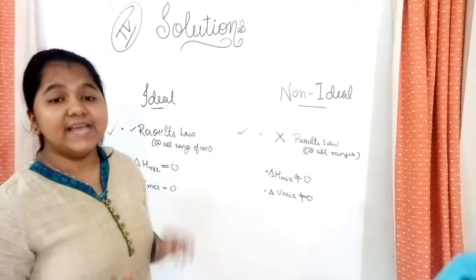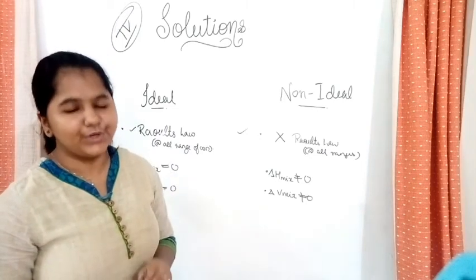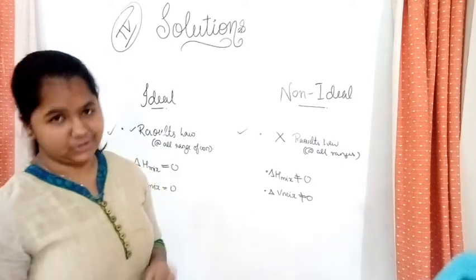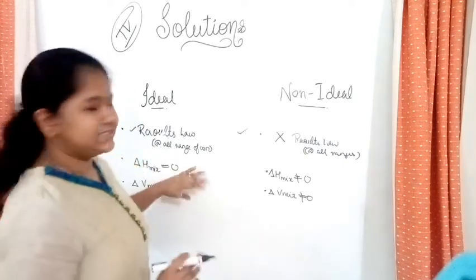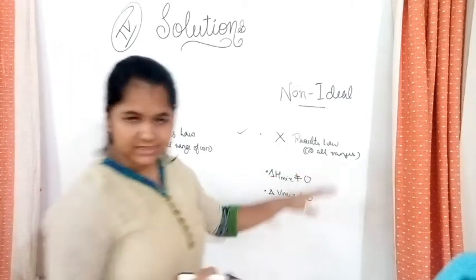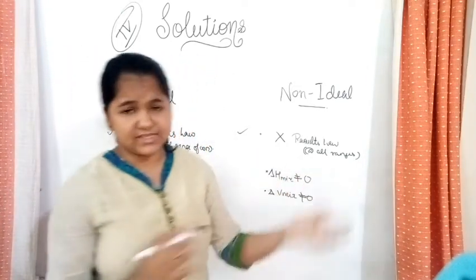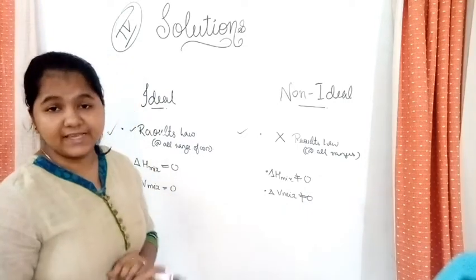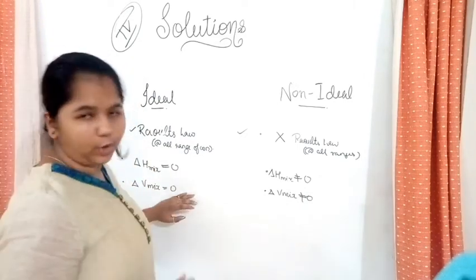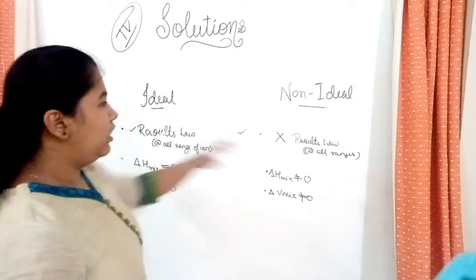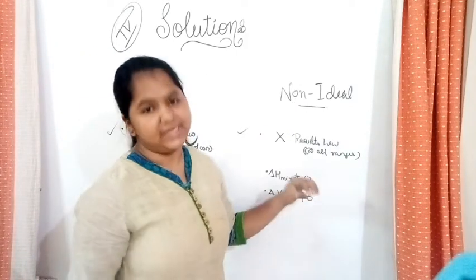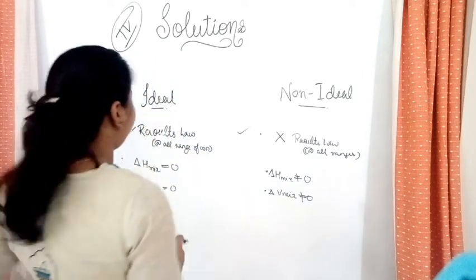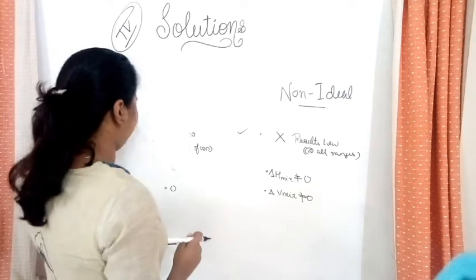Second one is delta H mix is equal to 0 in the case of an ideal solution. Delta H mix is the enthalpy change, the change in temperature. That is 0, but over here, that is not 0. There is some heat released or heat absorbed. Then the next one, delta V, the change in volume. There is no change in volume in the case of an ideal solution, but in the case of a non-ideal solution, there is a change in volume. Now I will show you the interactions of particles of an ideal solution first.